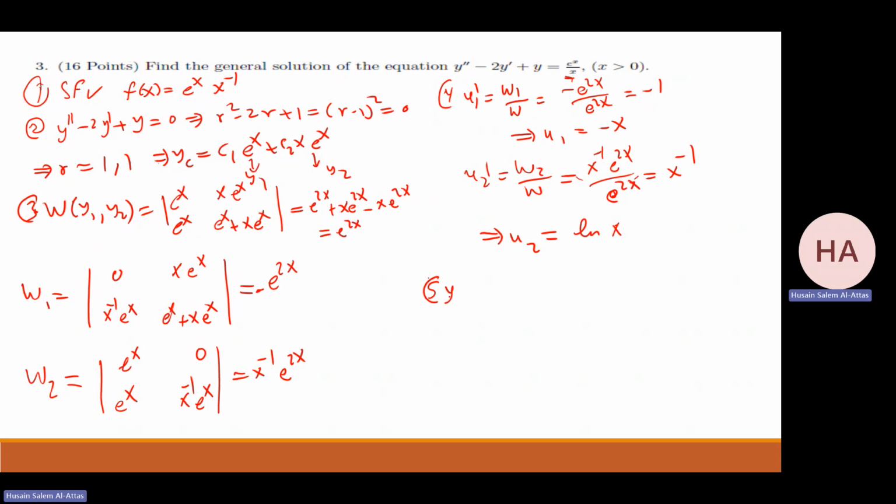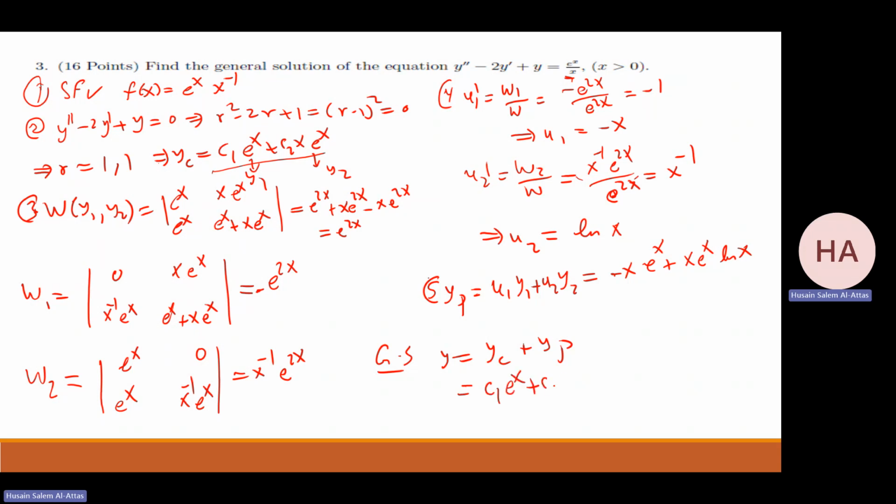So what is my YP? YP will be u1 Y1 plus u2 Y2. So it's minus x. What is Y1? e to the power x plus x e to the power x ln x. What is the general solution? YC plus YP. So I put only YC and added to YP. Okay, there is something you need to notice. I have C1 e^x plus C2 x e^x. This is minus x e^x plus x e^x ln x.